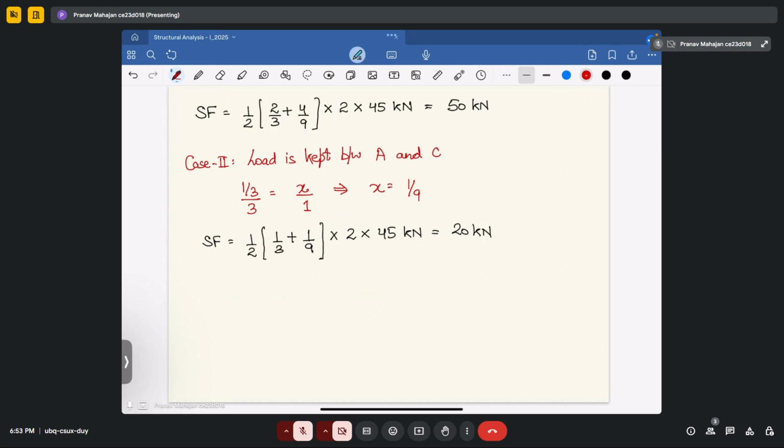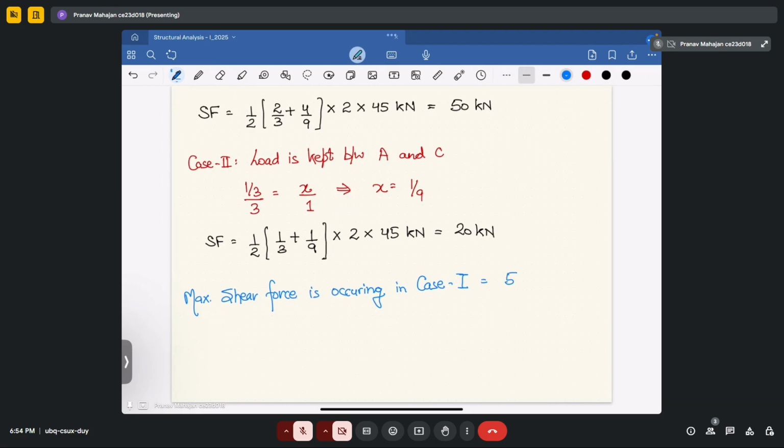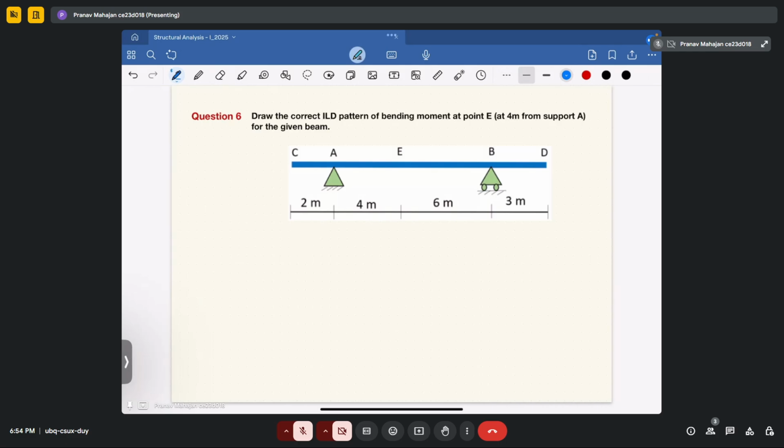So your maximum shear force is occurring in case 1 and it is equal to 50 kilonewton. Fine? Okay, so let's solve another question.